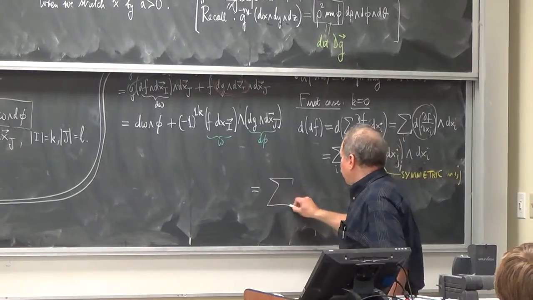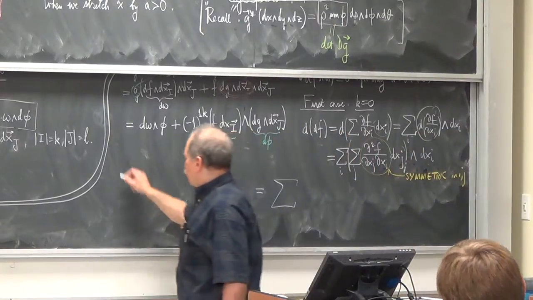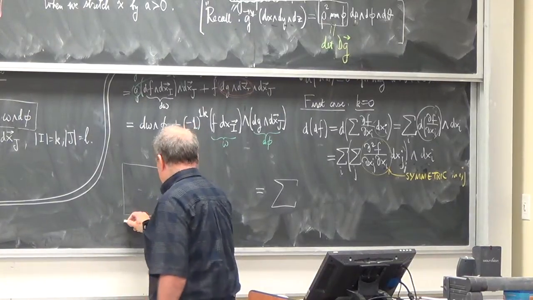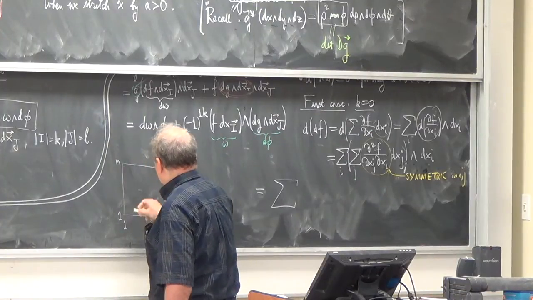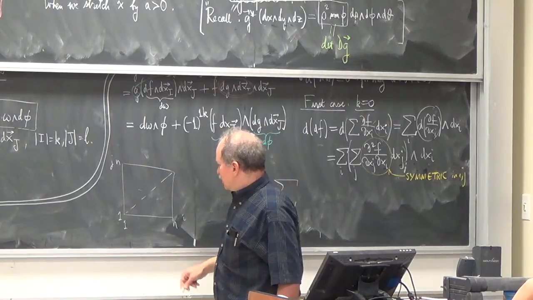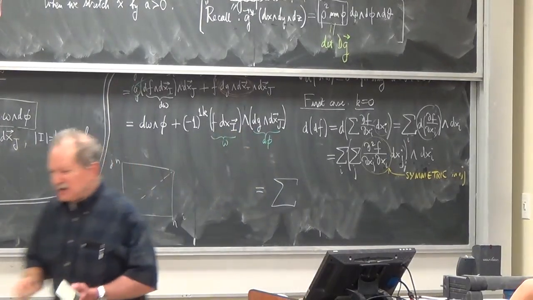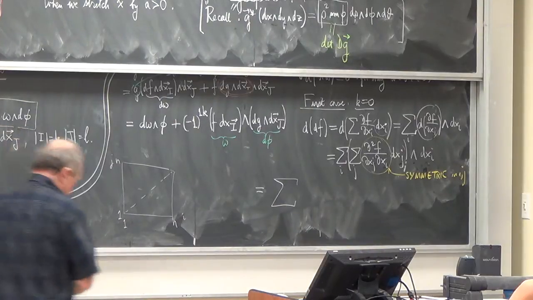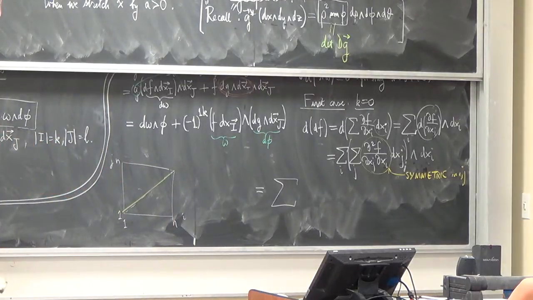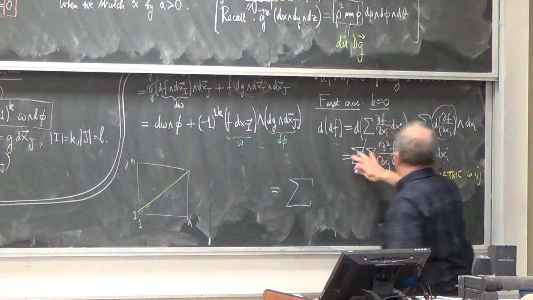First of all, if you have two numbers i and j that are both going from 1 to n, imagine a square here. This is the i-axis and this is the j-axis. We're summing over all i's and j's, so I've got n squared terms here. What happens on the diagonal when i equals j? It's 0. We get dxi wedge dxi, which is 0. So when i equals j, nothing happens here.